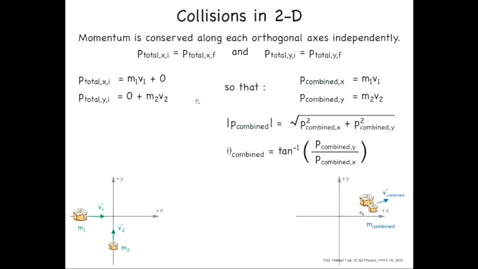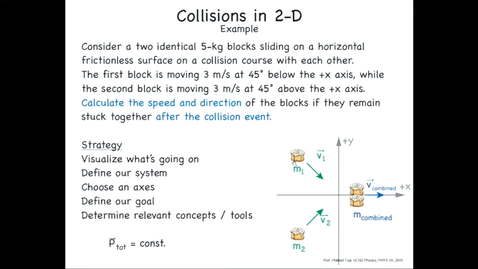And in the final state, after they stick together, that combined mass still has to have this much x momentum and this much y momentum. So I've basically worked out what the components of the two are, right? And then I use Pythagorean's theorem to get the total magnitude of the combined momentum and the arctangent to get the angle. Okay, and we will come back to this in a little bit.